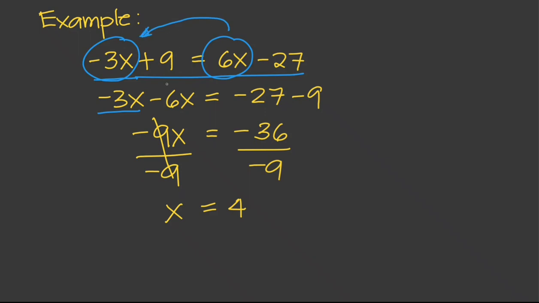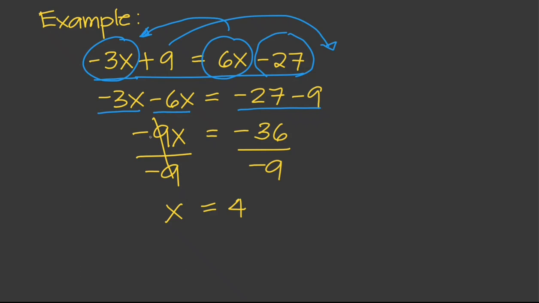Since 6x is positive, the sign would change to negative, so that would be negative 6x, and that would become negative 3x minus 6x. And then on the right side, we have negative 27, so we just leave negative 27 as it is, and then we move positive 9 to the right. That would become negative 9. So we have negative 27 minus 9. And then we just simplify the expression.